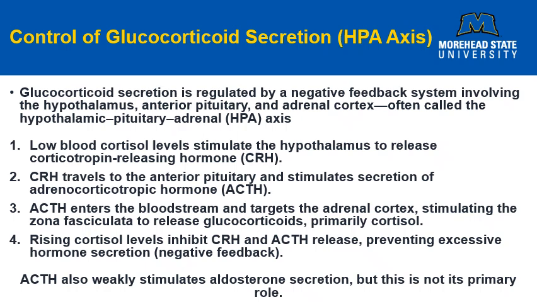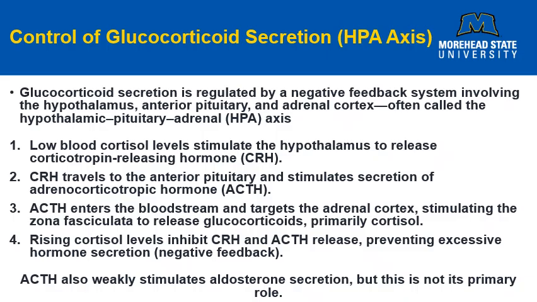All right, so what happens during this axis and the control? Low blood cortisol levels stimulate the hypothalamus, and it releases CRH, or corticotropin releasing hormone. CRH travels through that system we discussed last lecture to the anterior pituitary, and that stimulates the secretion of ACTH, or adrenocorticotropic hormone. ACTH enters the bloodstream, same as we had discussed, down the veins, and targets the adrenal cortex. When it binds the target cell, it stimulates the release of glucocorticoids.